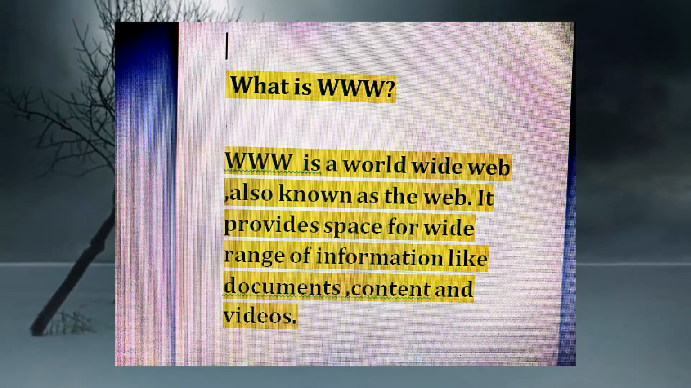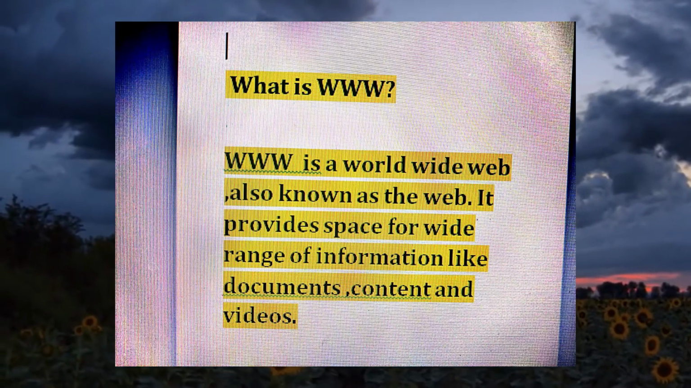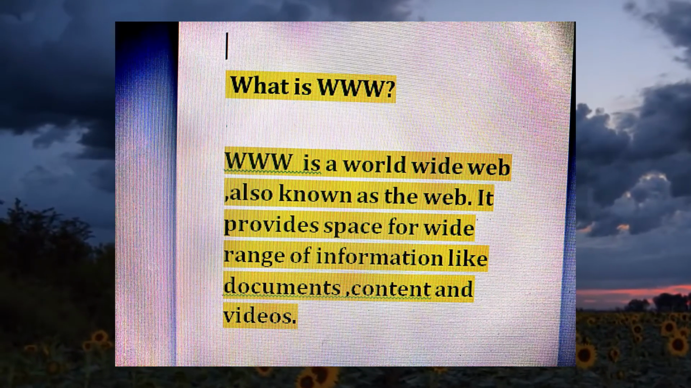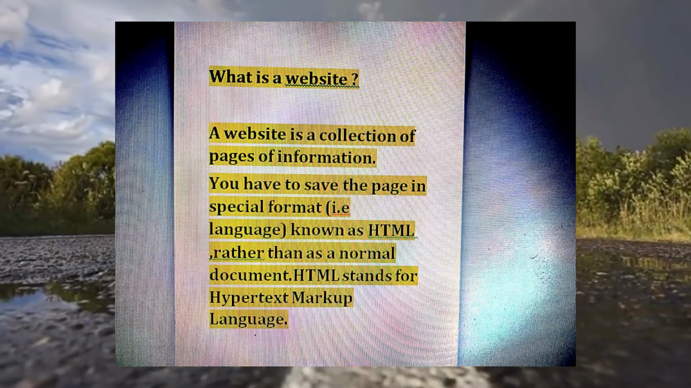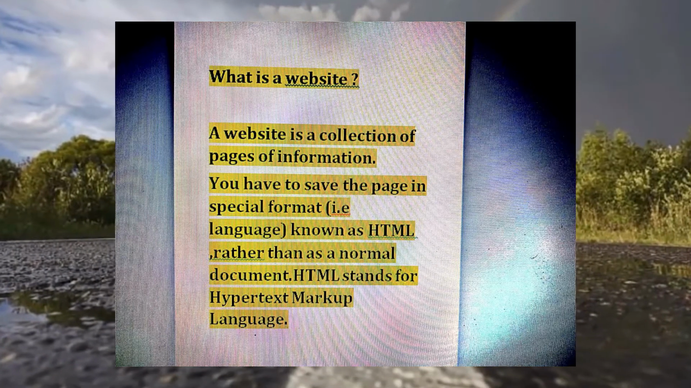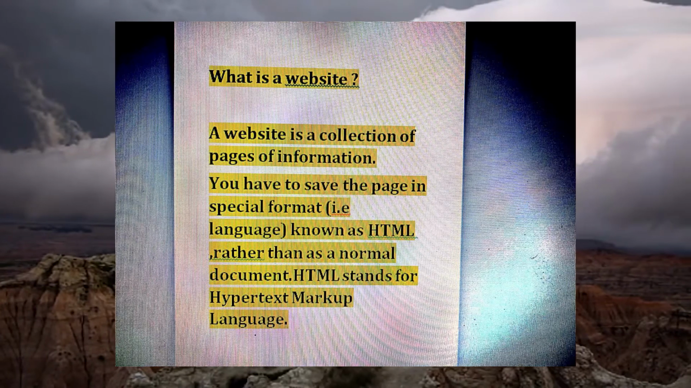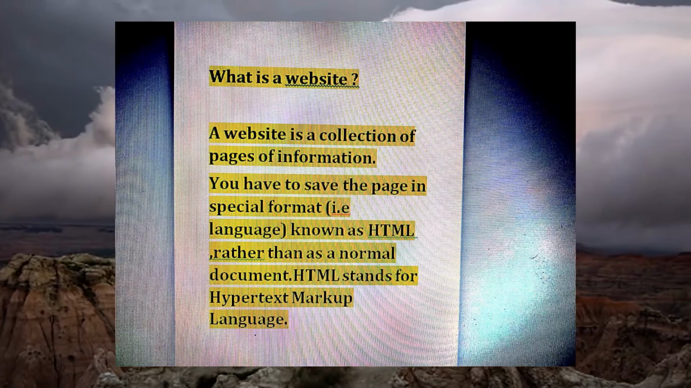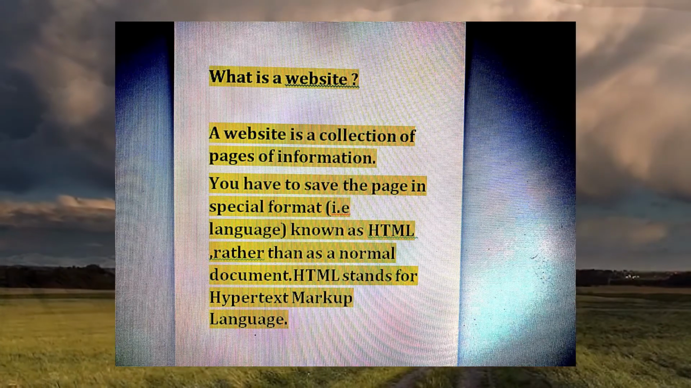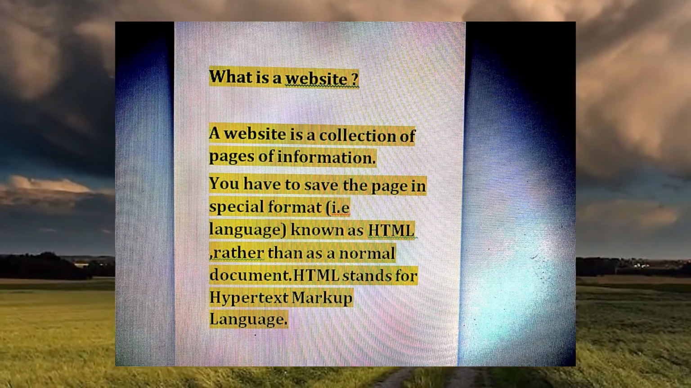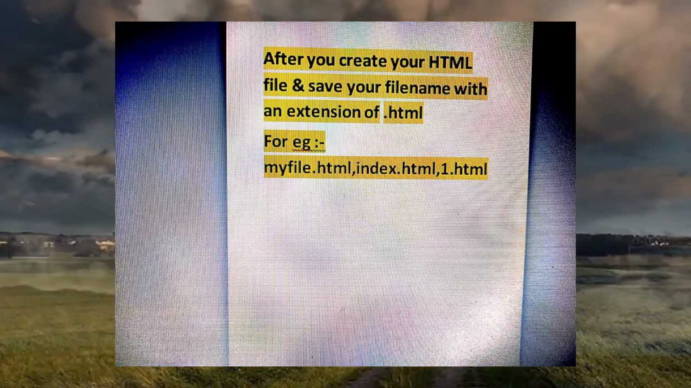World Wide Web, also known as the web, provides space for a wide range of information like documents, content and videos. What is a website? A website is a collection of pages of information. You have to save the page in a special format language known as HTML rather than as a normal document. HTML stands for Hypertext Markup Language. With HTML, you can create your own website.